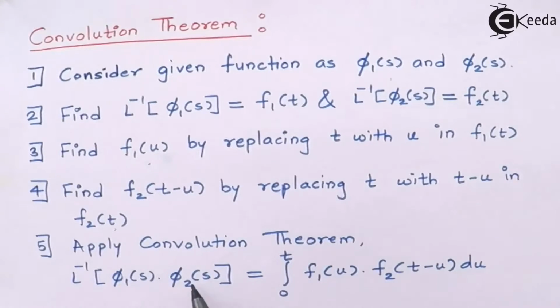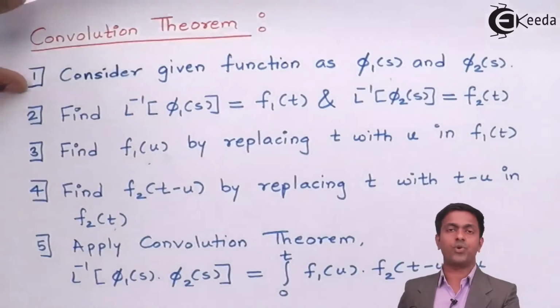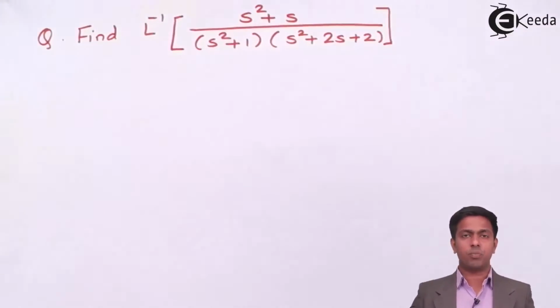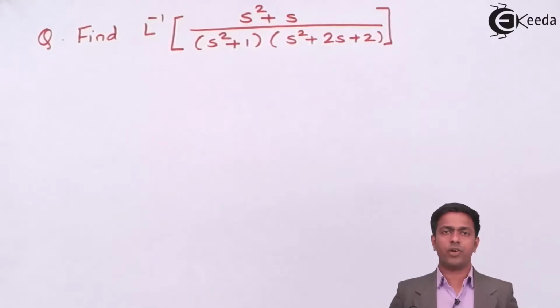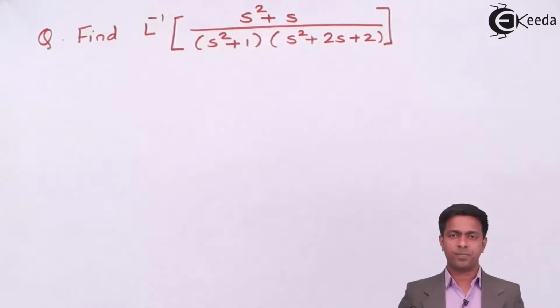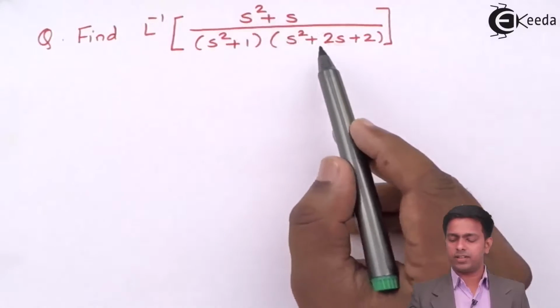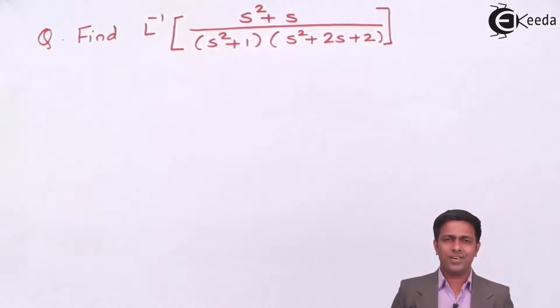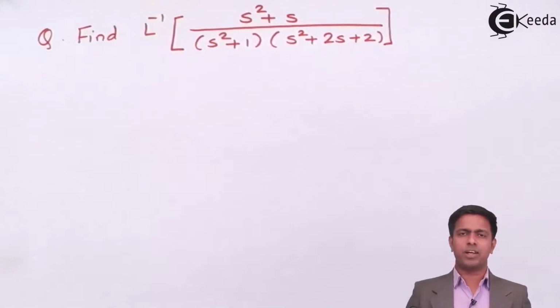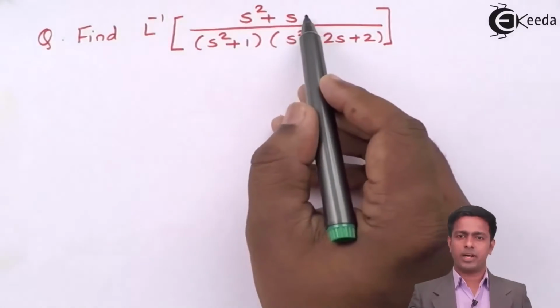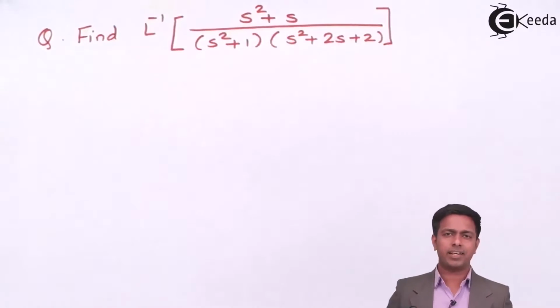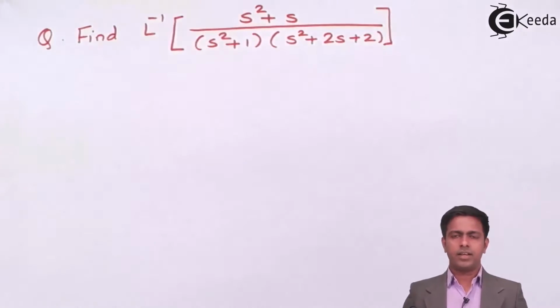It means the given question can be divided into two parts, phi1 of s into phi2 of s, so the middle sign must be multiplication. Now my question is how to divide this function into two parts such that one becomes phi1 of s and the other becomes phi2 of s. Should I take this s square plus s with s square plus 1, or with the second function? If you observe carefully, from the numerator I can take s common. By taking s common, we get s plus 1 in the bracket, and then we divide the given function into two parts, phi1 of s and phi2 of s.